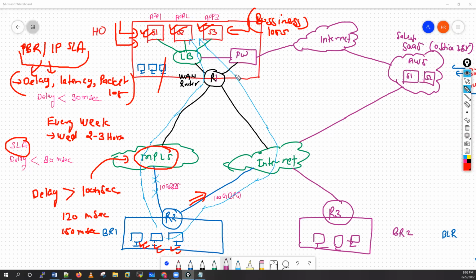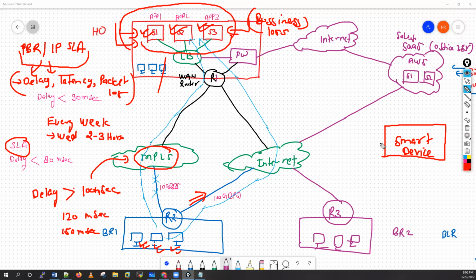What happens basically? Guys, how has SD-WAN solved these application experience problems? In SD-WAN, we have one device. I am not putting the name of that device, let's say it's a smart device. Now this smart device is monitoring the performance of this link. It is monitoring the delay, the latency, the packet loss, everything.